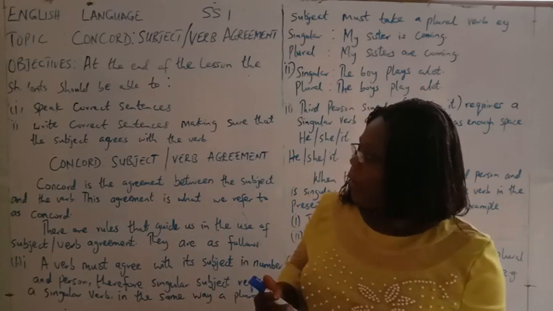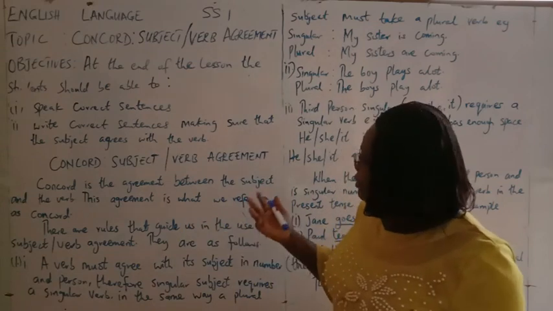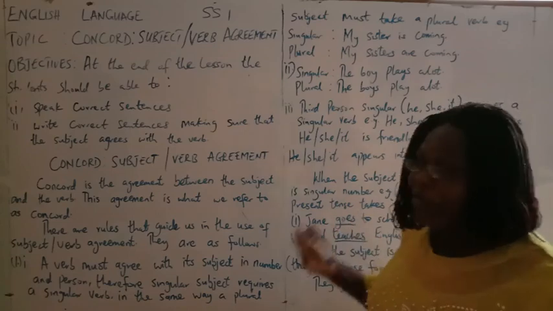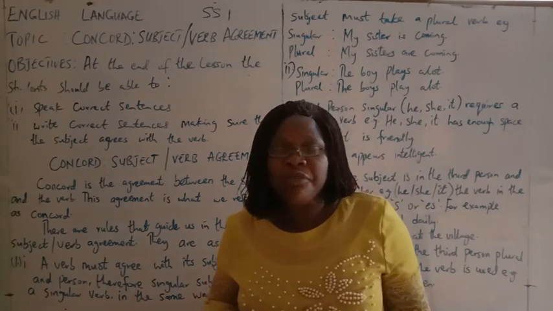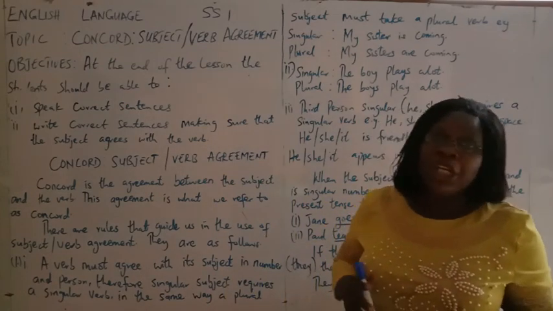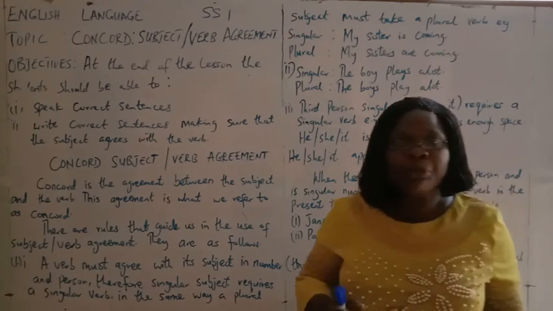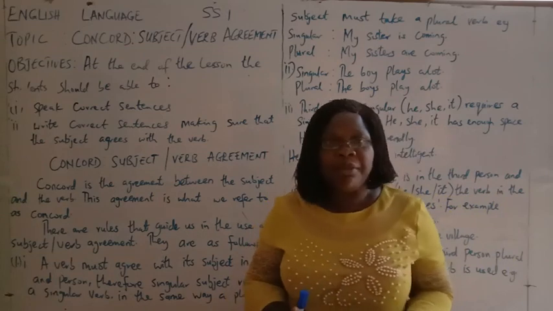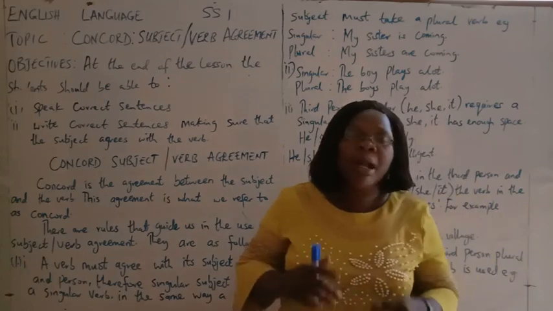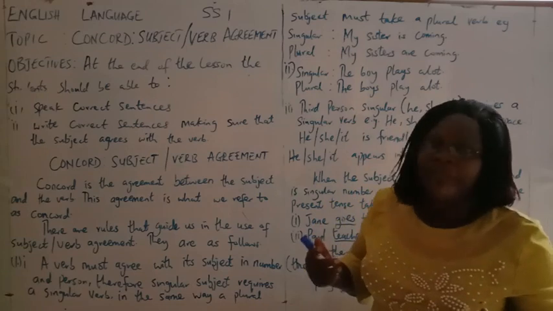Concord. What then is concord? Concord is the agreement between the subject and the verb. This agreement is what we refer to as concord. If there is no agreement between the subject and the verb, the sentence will definitely be incorrect. So for a sentence to be correct, you have to be sure that the subject and the verb are in agreement. For you to do this correctly, there are rules and regulations you must follow. We'll take it one after the other.